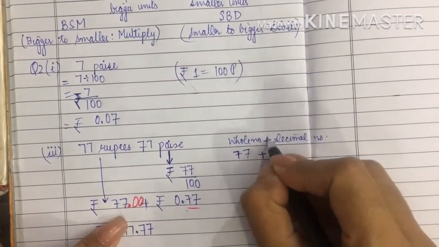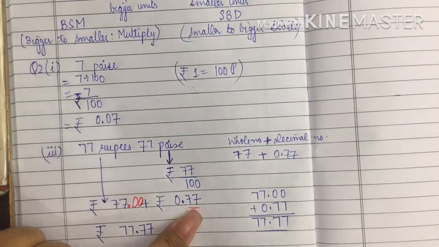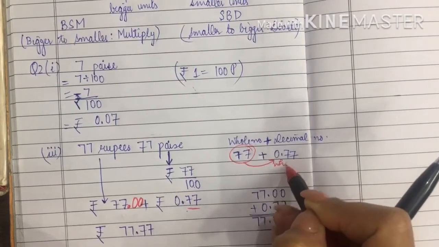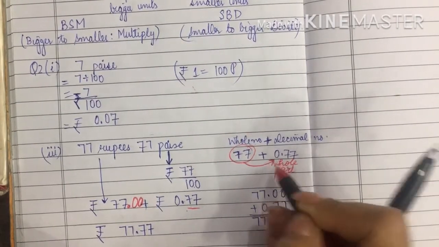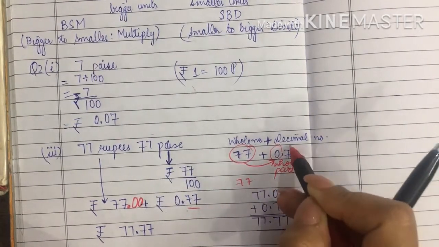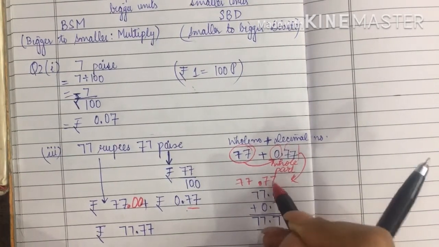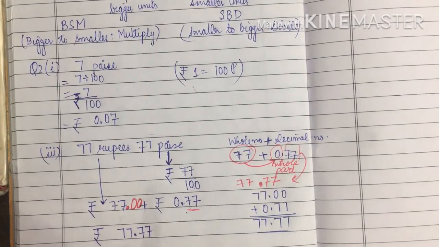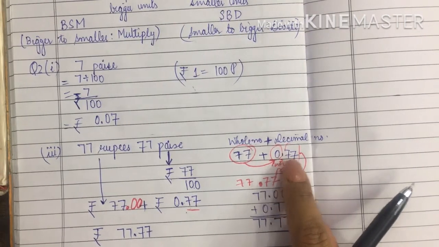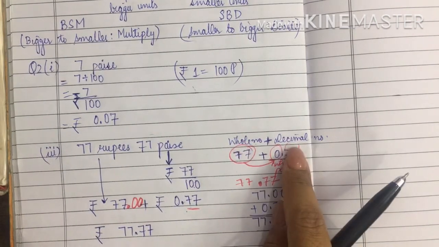So whole number plus a decimal number. This is a decimal number, 0.77. So what I'll do is, I'll add the whole number to the whole part. So 77 and 0 become 77, and the decimal part is written as it is. Add the whole number to the whole part of the decimal number. The portion after the point remains the same. This only works when you have a whole number and a decimal number to be added.